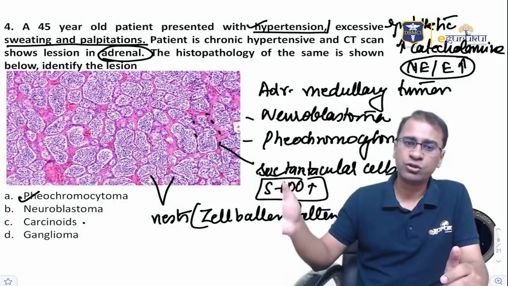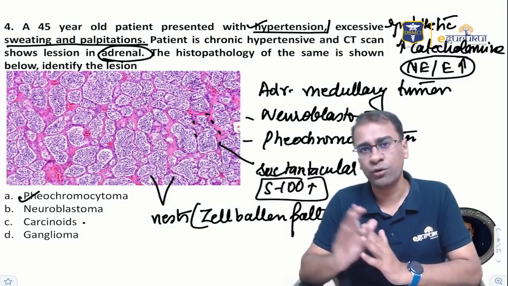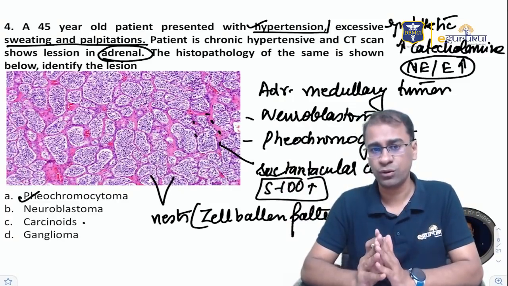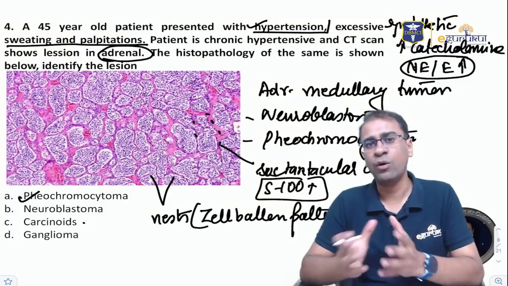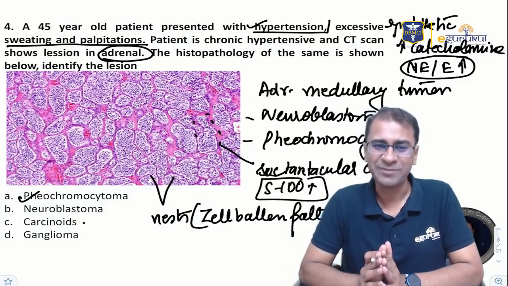Why is it not neuroblastoma? Because neuroblastoma will show you what? Small round tumor cells along with Homer Wright rosettes. Okay, and ganglioneuroma will show you ganglion cells as the tumor cells there. Okay.